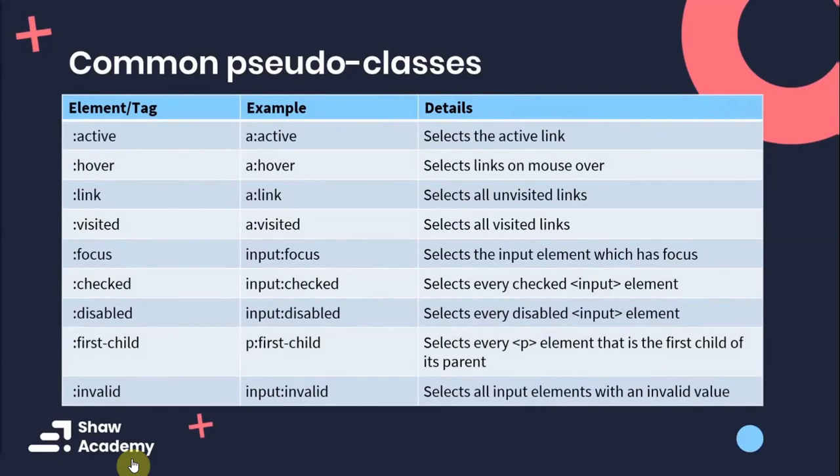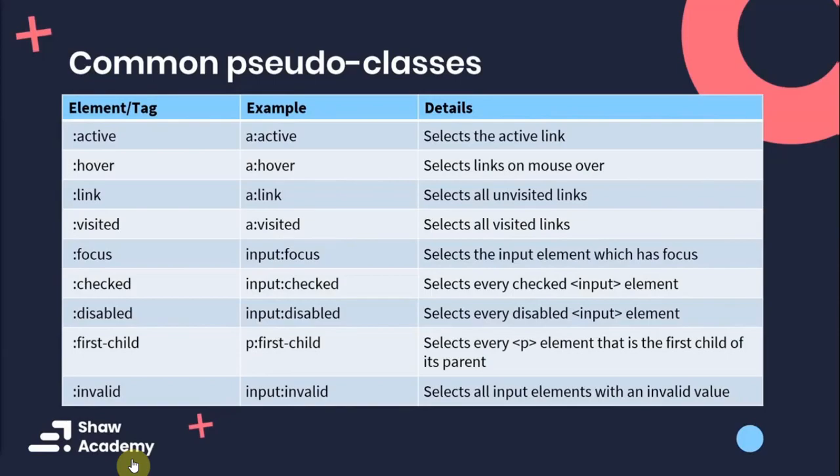We have the link, which takes the anchor tag and selects all unvisited links. Then we have the visited class, and this, when we associate it with the anchor tag, selects all the visited links out there. And then we have the focus, which we can use with an input tag. So if we use the focus with an input tag, it selects the input element which has focus. And then we have checked, which selects every checked input element that is visible on our web page. And then we have disabled, which selects all the disabled fields, for example, like your input tags.